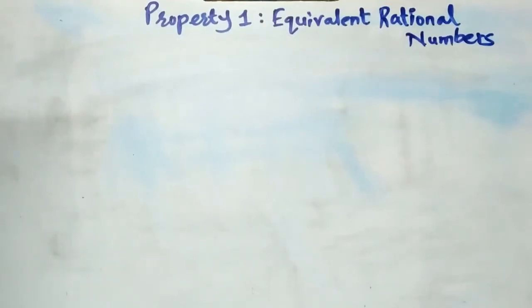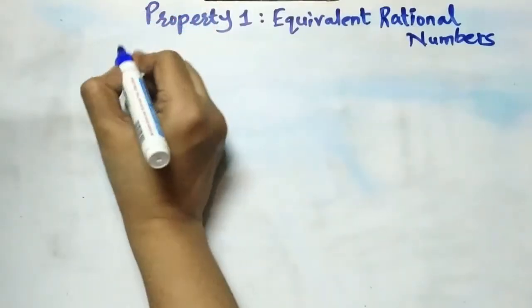Welcome back, dear students. So today we are going to see two properties of rational numbers. Property 1 is equivalent rational numbers. So friends, let us consider if we are having p by q as a rational number.